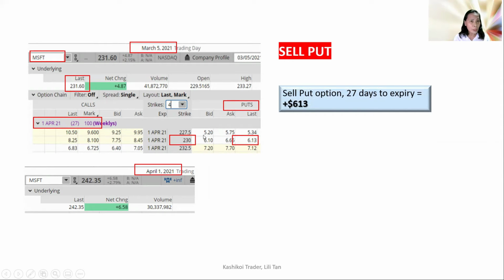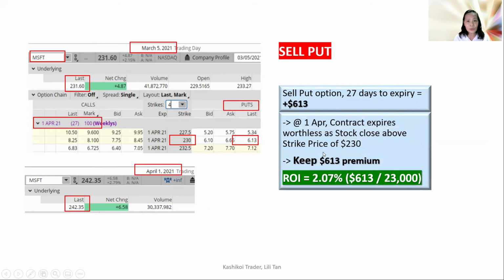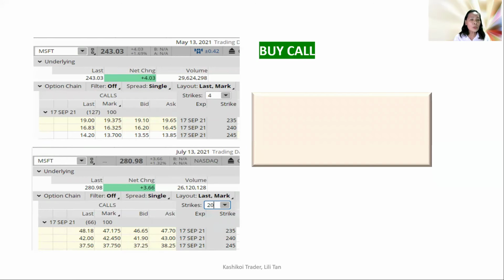So fast forward to 1st of April again, the stock actually moves up and above my strike price of 230. Therefore, again, I get to keep my premium of 613, which is a total ROI of 2.07%. So from the January sell put position and this March sell put position, my total profit for these two are 1.3K.